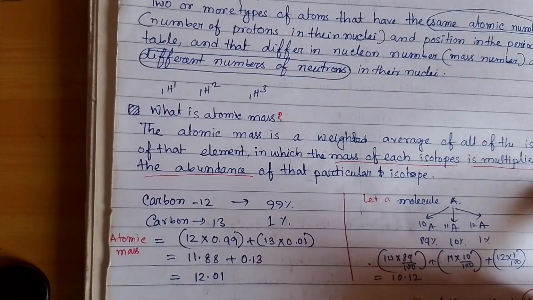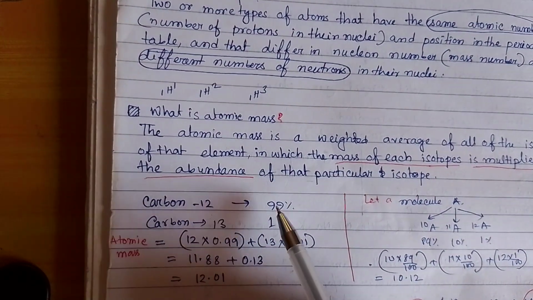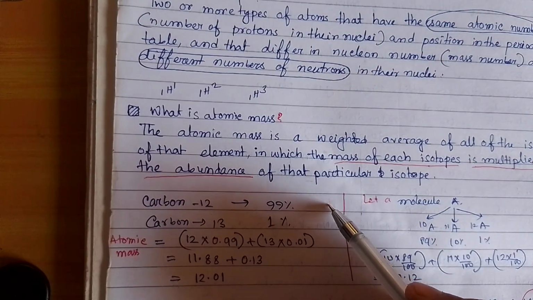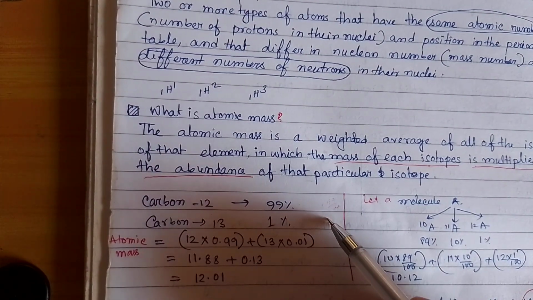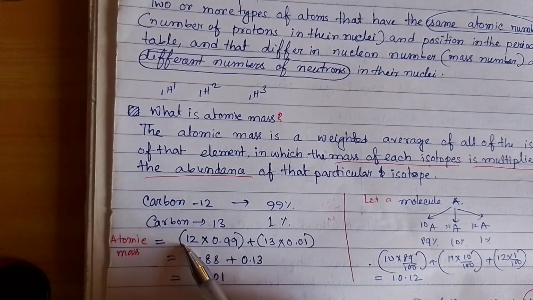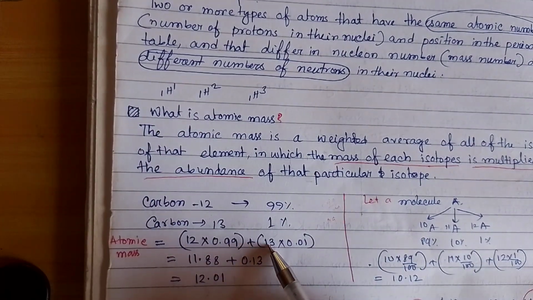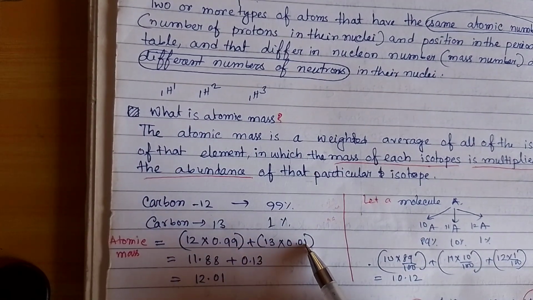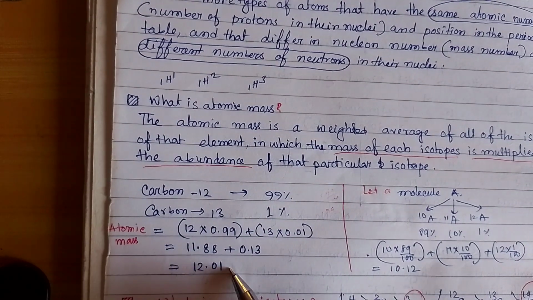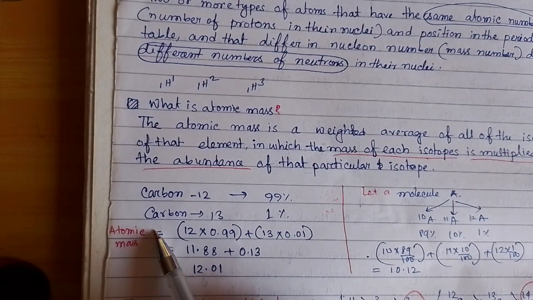We multiply by abundance. Carbon 12 is present at 99%, which means 99 divided by 100, that is 0.99, and 0.99 multiplied by 12 is one part. The other part is plus 13 into 0.01, since 1% is carbon 13. If we add them up, it will be 12.01, and this 12.01 is the atomic mass.